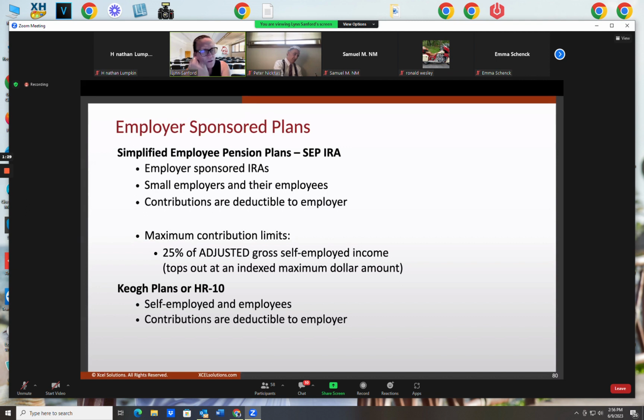Keogh plans are ideal for self-employed people. The legislation that was passed was called HR 10, and evidently there was a senator by the name of Keogh out of one of the states who was instrumental in writing the legislation for HR 10, so they gave it his name, the Keogh plan. Keogh plans are for self-employed people and their employees. They're self-employed and they have no employees, or they have just a very few employees. Contributions are deductible to the employer.